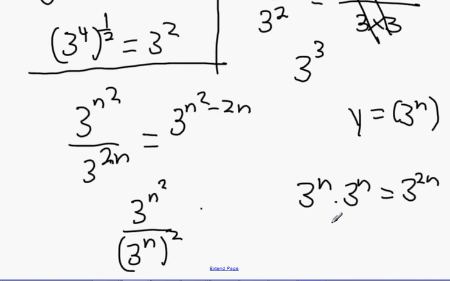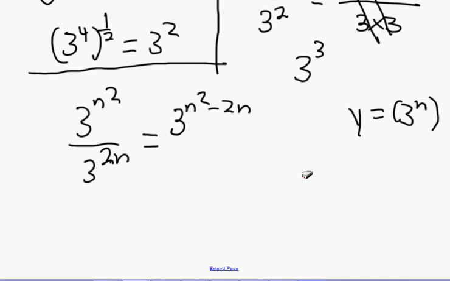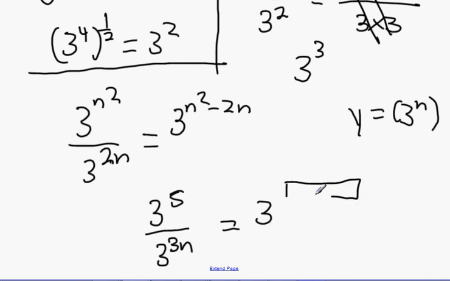Now, I'll give you another one, a bit easier this time. 3 to the power of 5 divided by 3 to the power of 3n. What's the answer to this one in terms of 3 to the power of something? 5 minus 3n. Okay, guys.